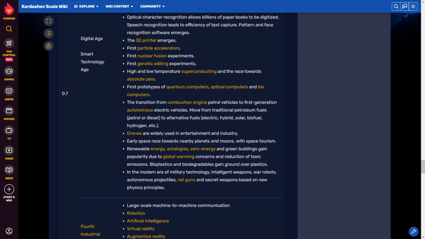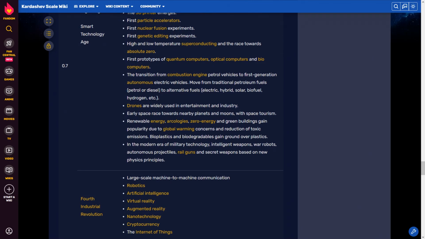The transition from combustion engine petrol vehicles to first generation autonomous electric vehicles. Move from traditional petroleum fuels, petrol or diesel, to alternative fuels, electric, hybrid, solar, biofuel, hydrogen, etc. Drones are widely used in entertainment and industry, and other things. Early space race towards nearby planets and moons with space tourism. Renewable energy, arcology is zero energy, and green buildings gain popularity due to global warming concerns and reduction of toxic emissions. Bioplastics and biodegradables gain ground over plastics.